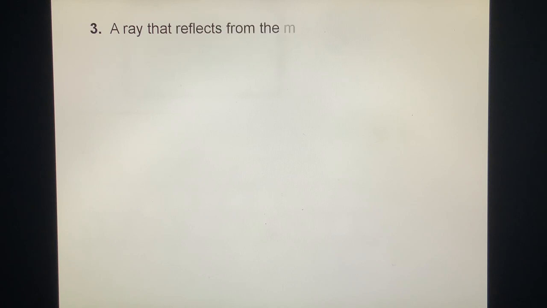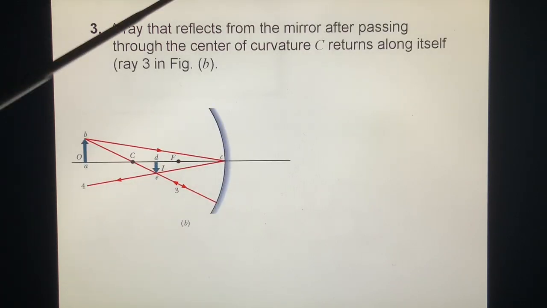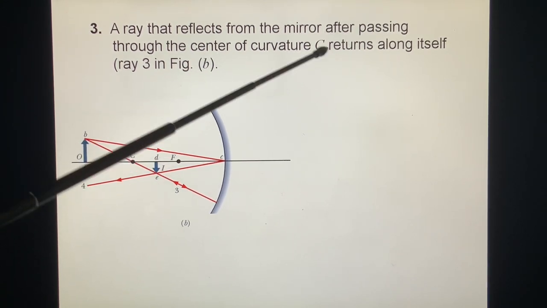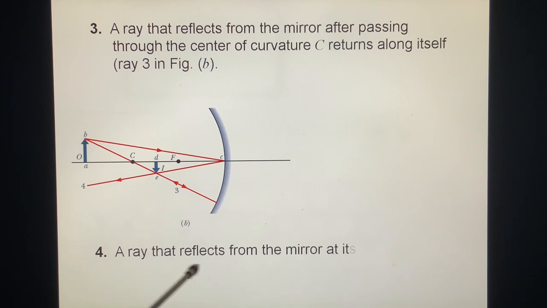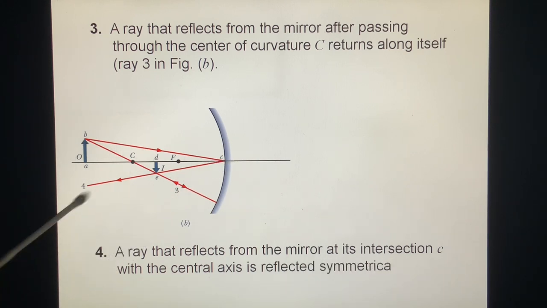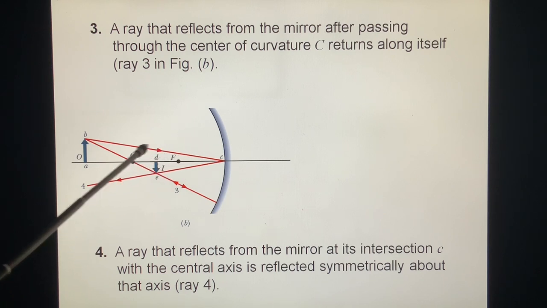Ray 3, a ray that reflects from the mirror after passing through the center of curvature, returns along itself. It goes here and goes back. This is the line. Ray 4, a ray that reflects from the mirror at its intersection C with the central axis, is reflected symmetrically about that axis. So this angle equals this angle, this line way.